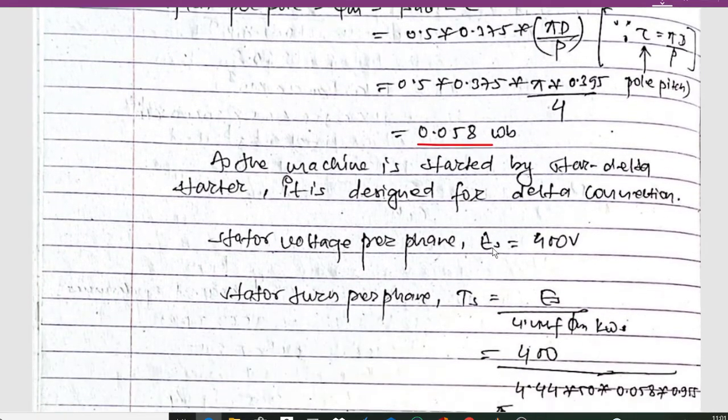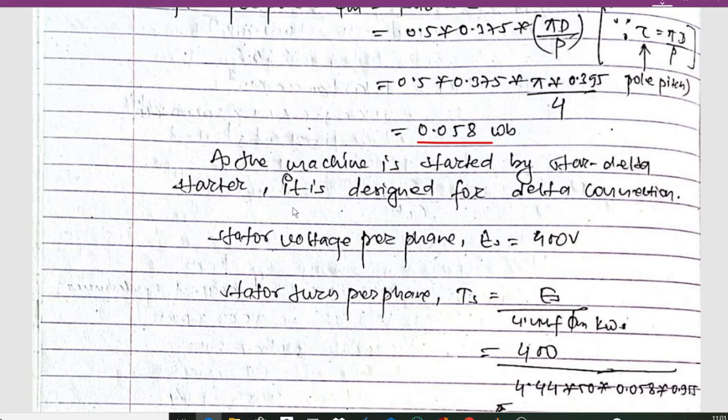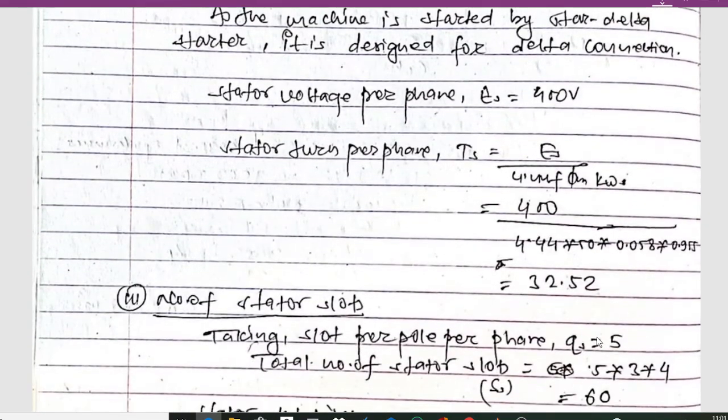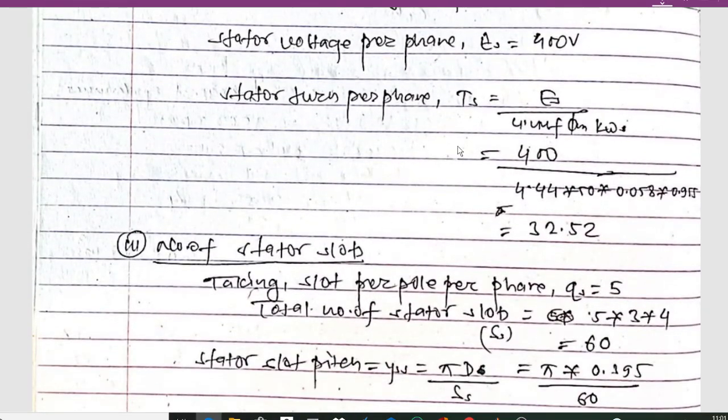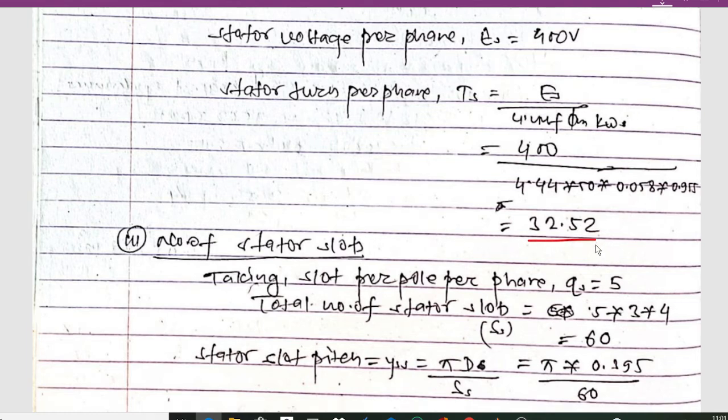Now as the machine is started by star delta starter and designed for delta connection, the stator voltage per phase will be ES equal to 400 volt, and stator turns per phase TS equal to ES upon 4.44 F phi m into kWs. Here ES is given as 400, and F, phi m and kWs are also given in the question. Just substitute all the values and we will get the stator turns per phase. So the value of TS will be 32.52.